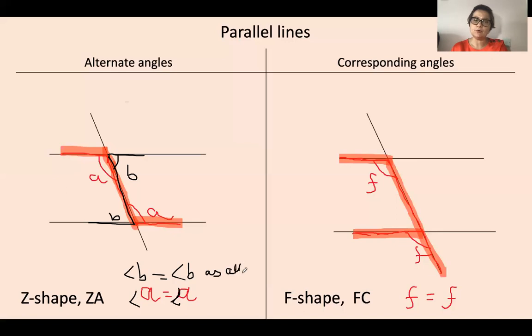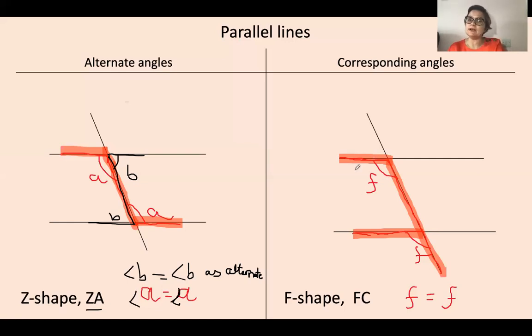All right, if you have problems to solve, you must write down why two angles are equal, or in the previous case, why those angles add up to 180 degrees. That is crucial, right? Okay, so Z shape, alternate. Remember Z, Z alternate.